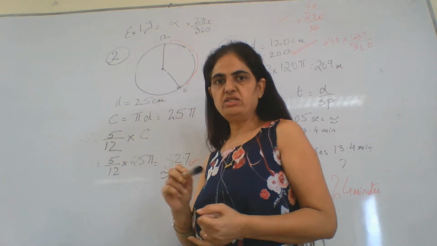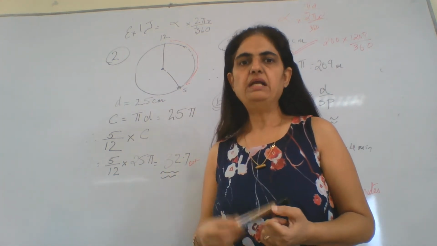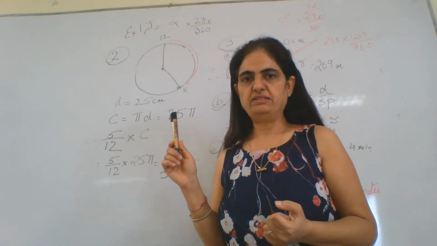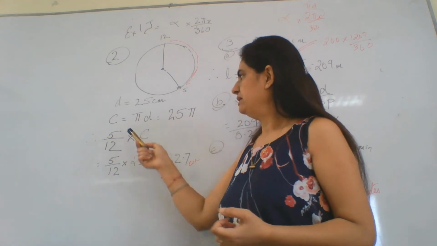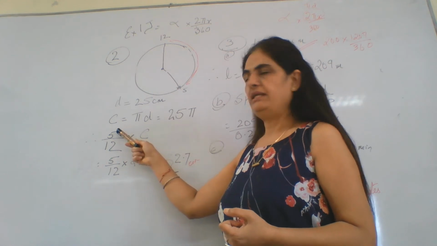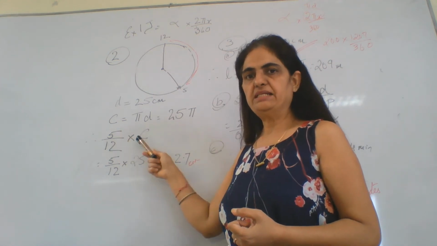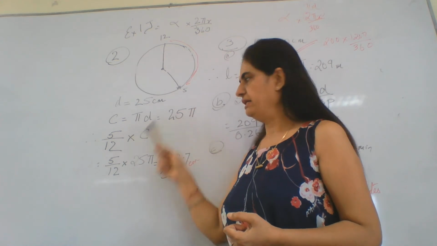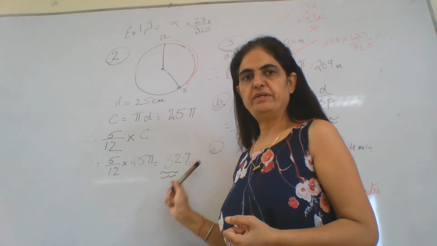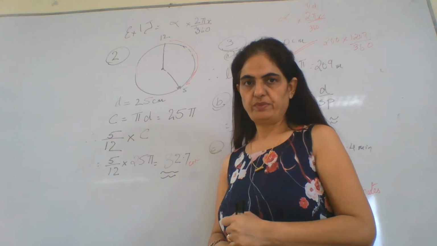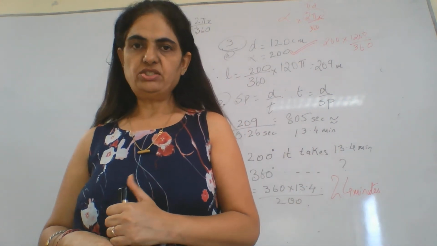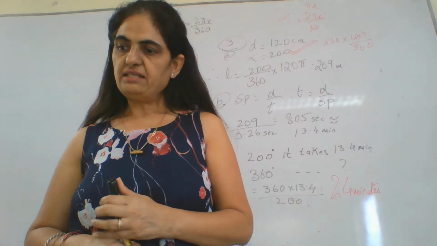Okay. So instead of the angle, if my angle is not given here, I can take 5 over 12 times my circumference formula. So the circumference is pi d, that is 25 pi, and 5 over 12 times the circumference gives me the arc length. So here I have substituted, and when you put this in your GDC, you get the answer 32.7 centimeters.